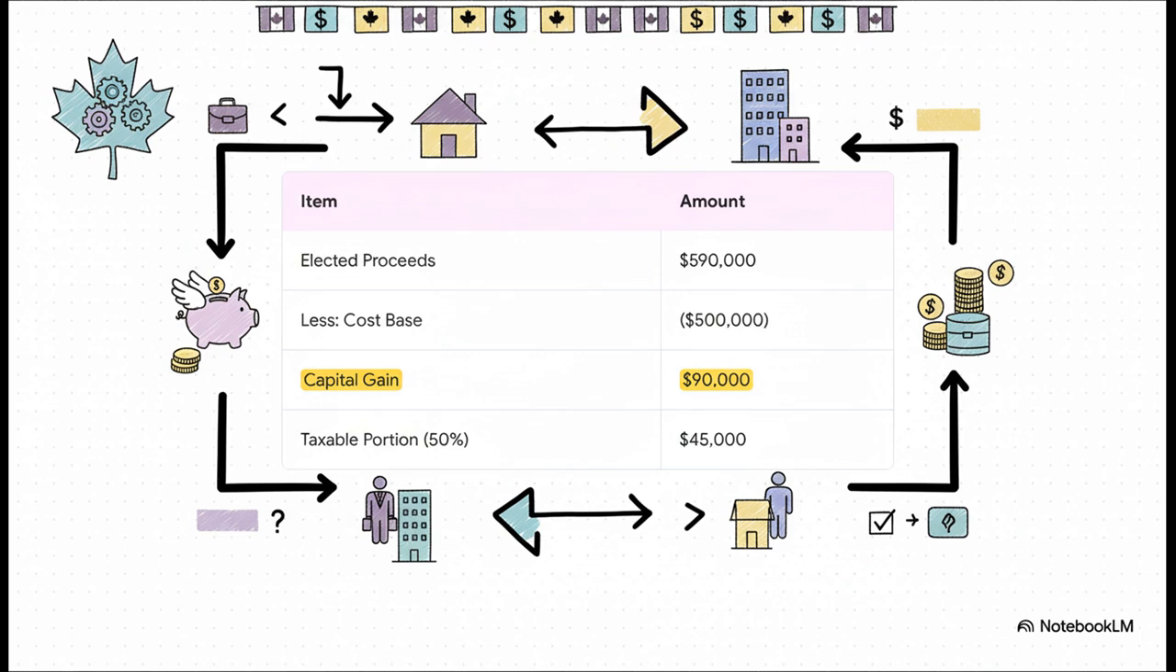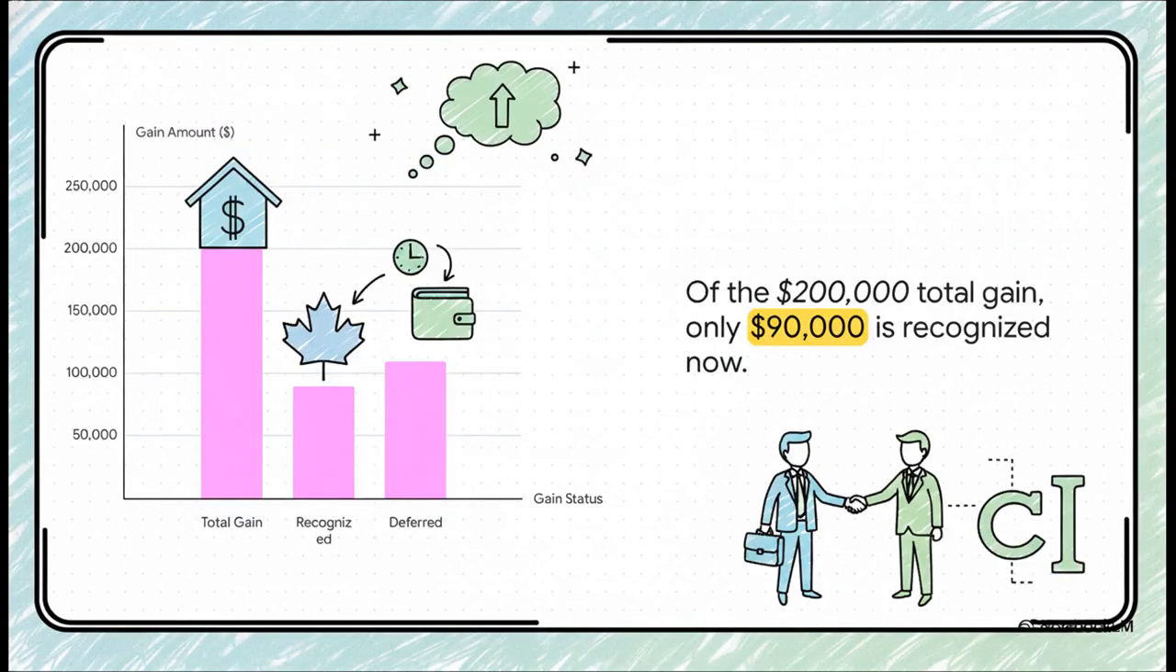This gets completely offset by that loss she had. Mission accomplished. Perfect. And this chart really just drives the point home, doesn't it? The total gain was $200,000, but she's only dealing with $90,000 of it today. The other $110,000, that's been deferred. It didn't disappear, mind you. That tax is just postponed. It's kicked down the road for another day.